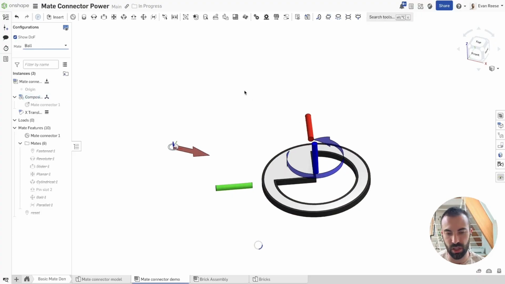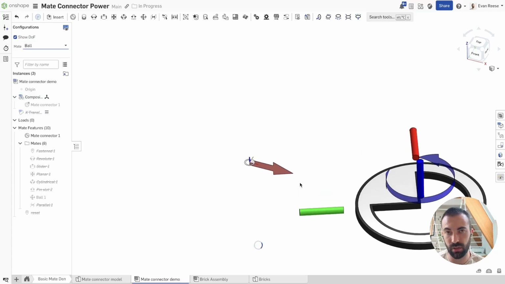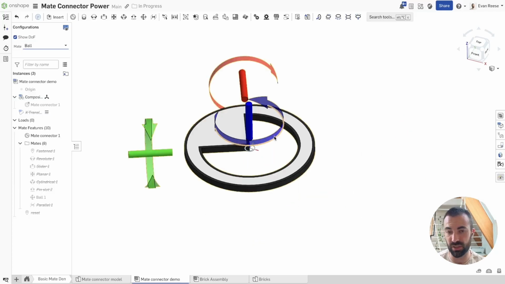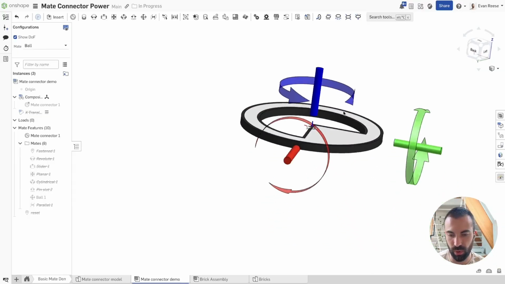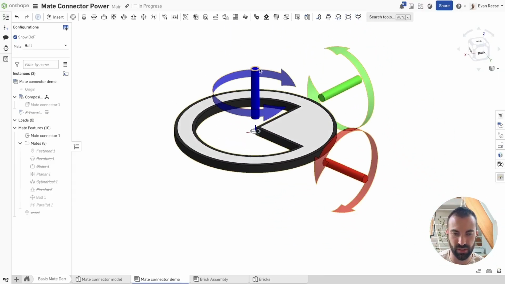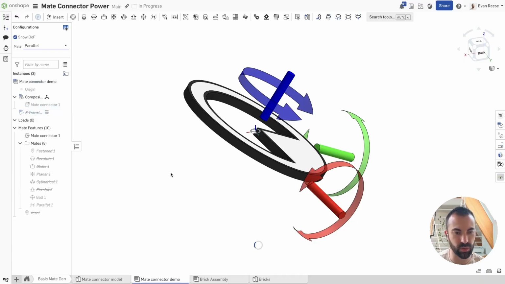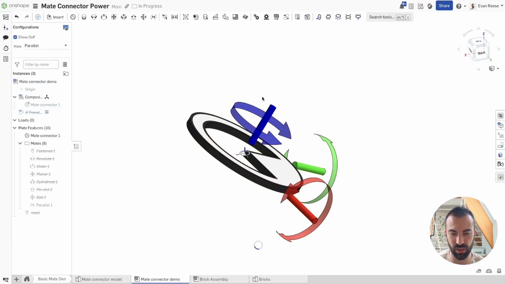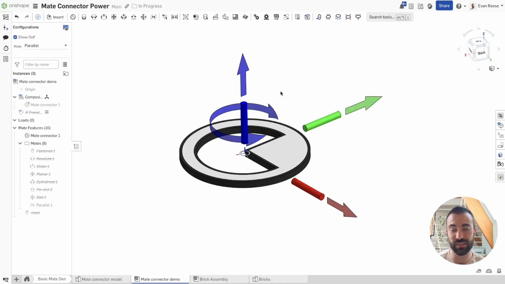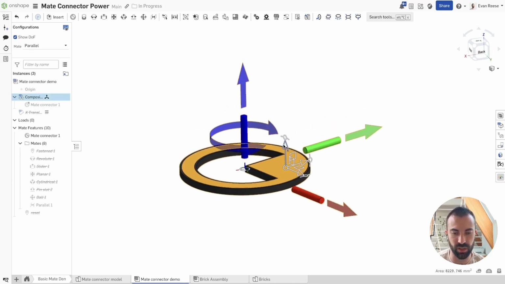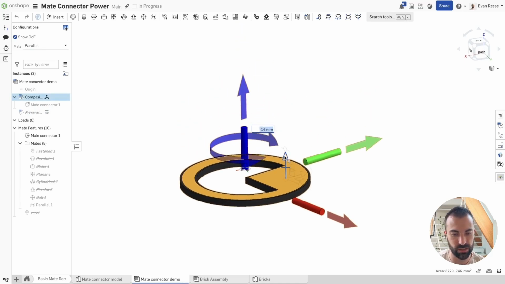Ball is going to lock all translational ranges of motion and just place the origins of the mate connectors on top of each other, with all of our ability to rotate this thing, just like a ball socket. And last, we have parallel, which is going to be very similar to planar, but with the addition of the ability to go up and down in the Z axis, essentially just forcing two faces to be parallel to each other, but otherwise being unconstrained.